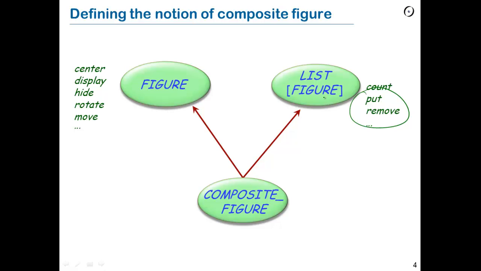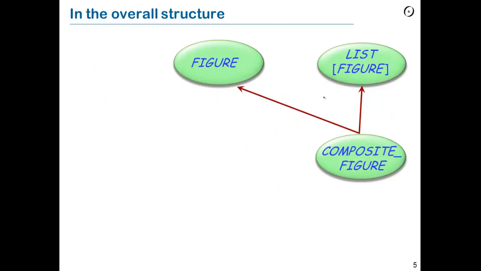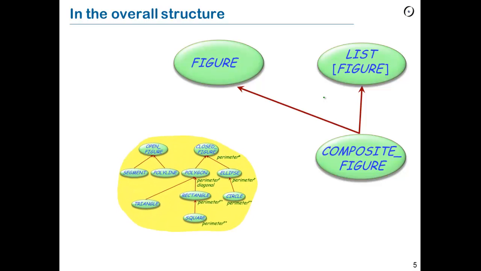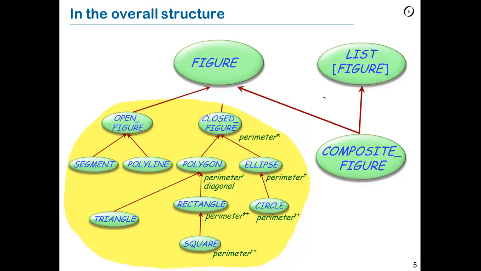So there's no particular reason to favor one of these viewpoints over the other. And in fact, if we have such a notion, we can add it to the inheritance hierarchy that we might already have for figures. You may remember from previous lectures that we had assumed that one of the possibilities for figure was open figure, another one was closed figure. Now we have a third one, which is composite figure, which however also inherits from list of figure.